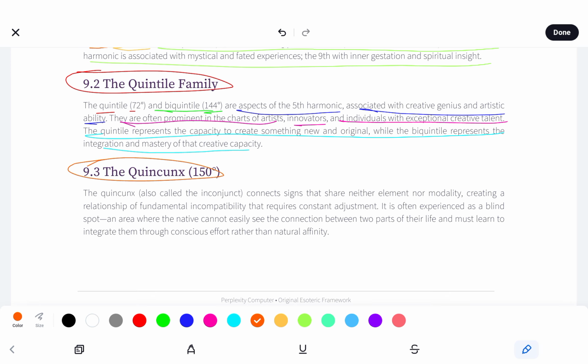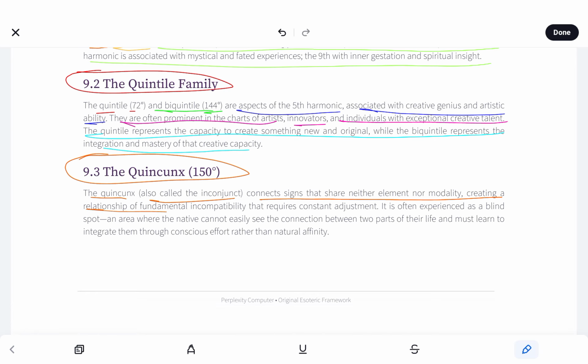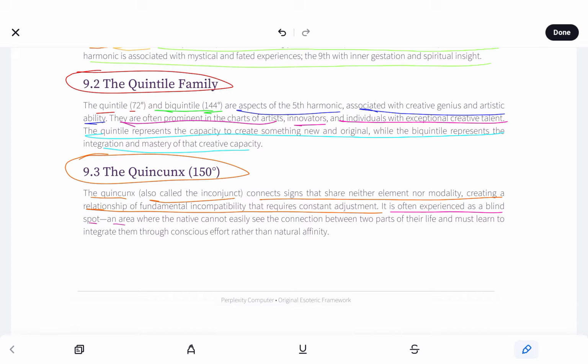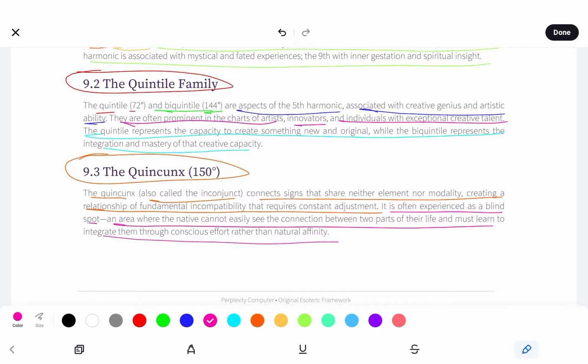The quincunx, 150 degrees, also called the inconjunct, connects signs that share neither element nor modality, creating a relationship of fundamental incompatibility that requires constant adjustment. It is often experienced as a blind spot, an area where the native cannot easily see the connection between two parts of their life and must learn to integrate them through conscious effort rather than natural affinity.